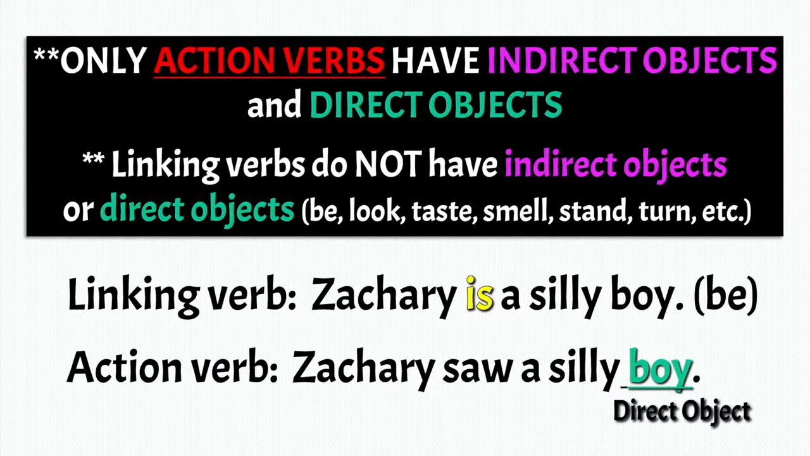With an action verb, in the same sentence, we can say Zachary saw a silly boy. So the direct object here is boy. He saw what or who? A silly boy, right? Direct object.